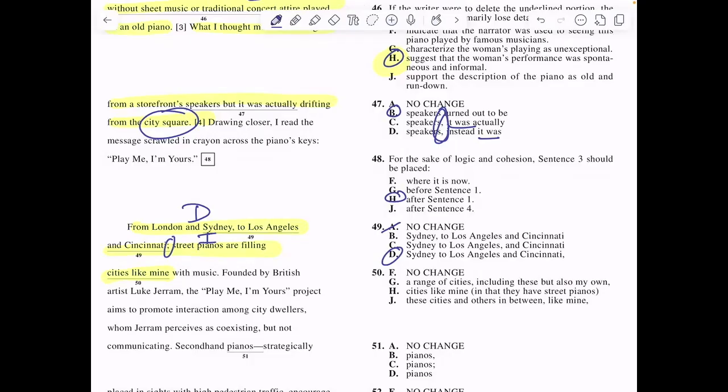I think no change. Because they're saying the same thing. This would be another one probably. Which one is least repetitive? They're saying the exact same thing. Why do I need all the extra words when cities like mine works?